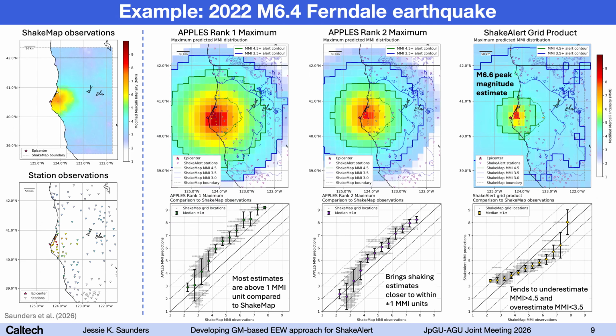Here is another example. This is the magnitude 6.4 Ferndale earthquake, which occurred off the coast of Northern California near Cape Mendocino. This earthquake occurred in a region of dense station coverage. So while there is a slight reduction in intensity estimates using APPLES rank 2 maximum compared to APPLES rank 1, there's not a huge difference. ShakeAlert also had a good magnitude estimate for this earthquake, only slightly higher than catalog values, with a peak estimate at magnitude 6.6. However, we see that ShakeAlert tends to underestimate shaking at higher intensities and overestimate shaking at lower intensities for this event.